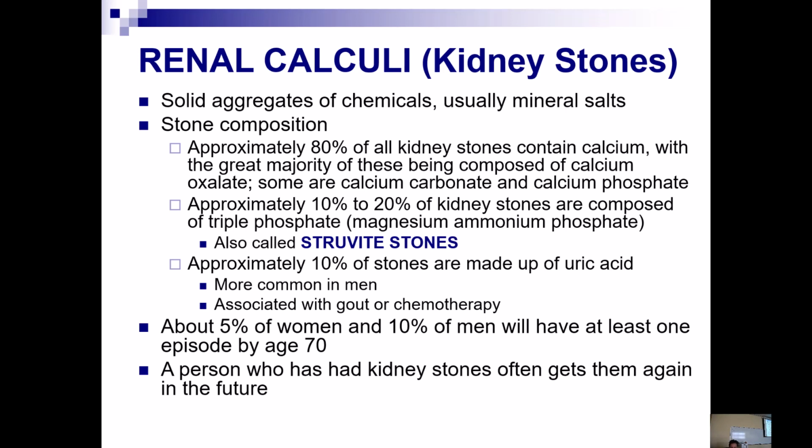About 5% of women and 10% of men will have at least one episode of kidney stones by the age of 70. And a person who has had a kidney stone often is going to get them again in the future. So you get one bout, you're likely to have them more often.